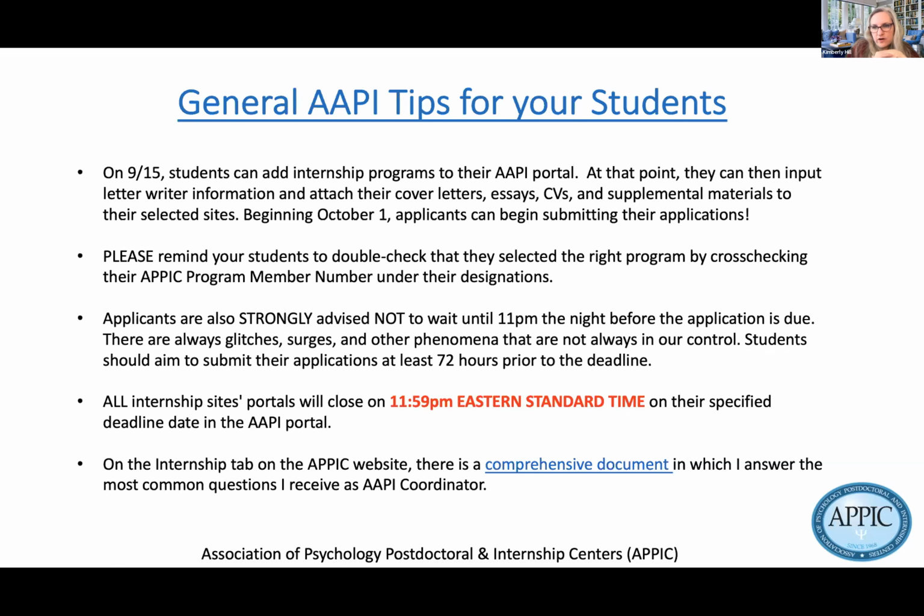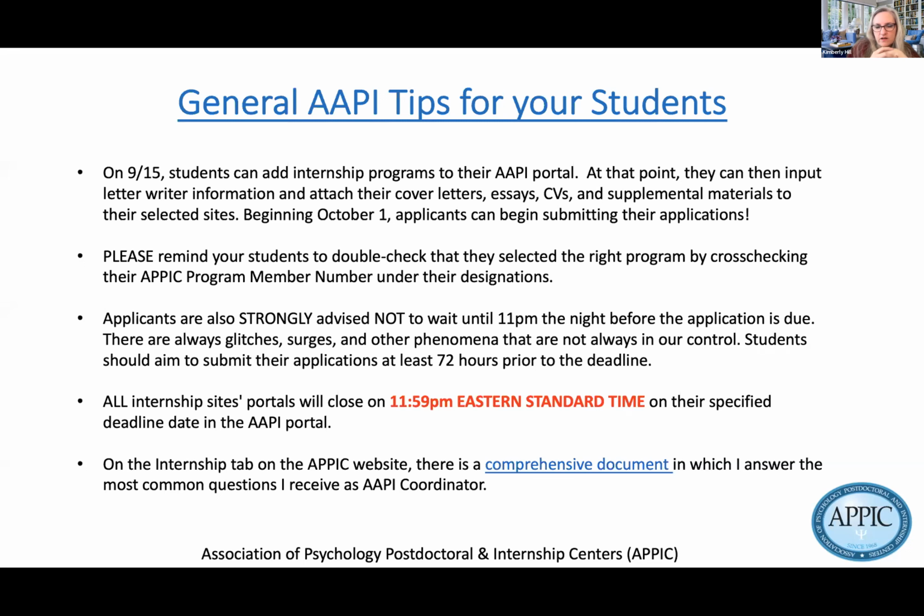When students are adding programs to their portal, I highly recommend that they double check that they've selected the right program by cross-checking it with the APPIC program member number. This is a new feature we rolled out this year. It helped tremendously. I got so many fewer panicked phone calls that they applied to the wrong Rutgers, which has a number of programs. In the search functionality, you can actually search by APPIC program member number. So I highly recommend students do that.